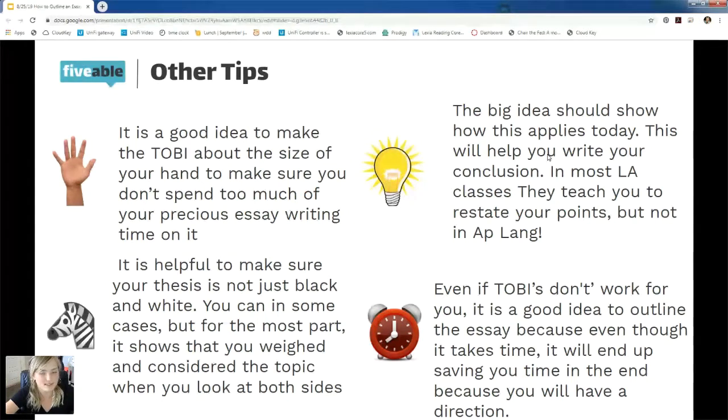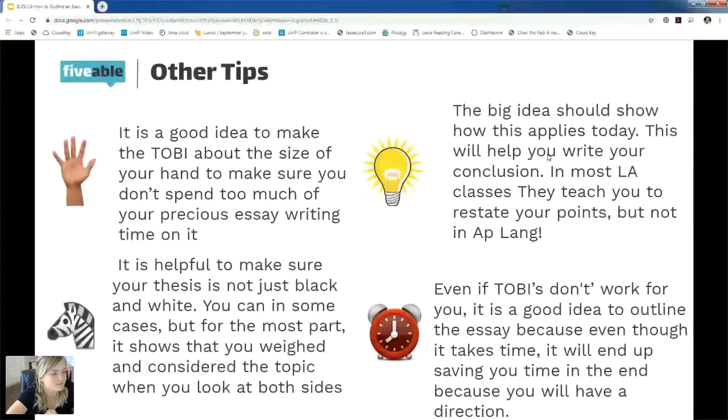And then my last piece of advice is, even if TOBYs don't work for you, because they won't work for everybody, everybody learns differently, everybody prepares differently, everybody studies differently, it's a really good idea to find a way that does work. And if any of you have any other good outlining tips, I'd encourage you to comment them.